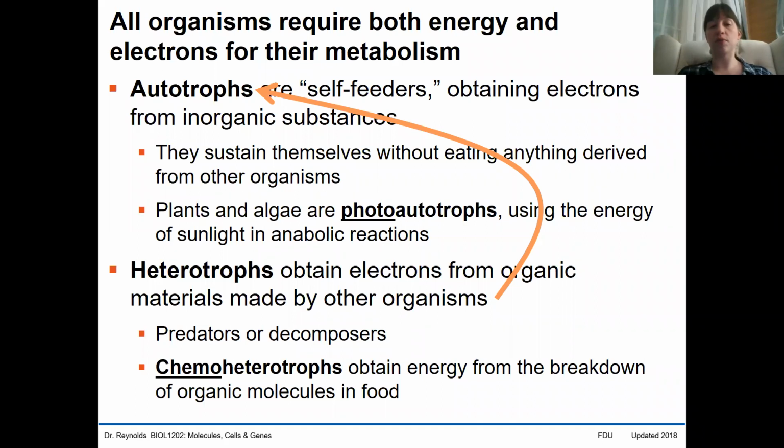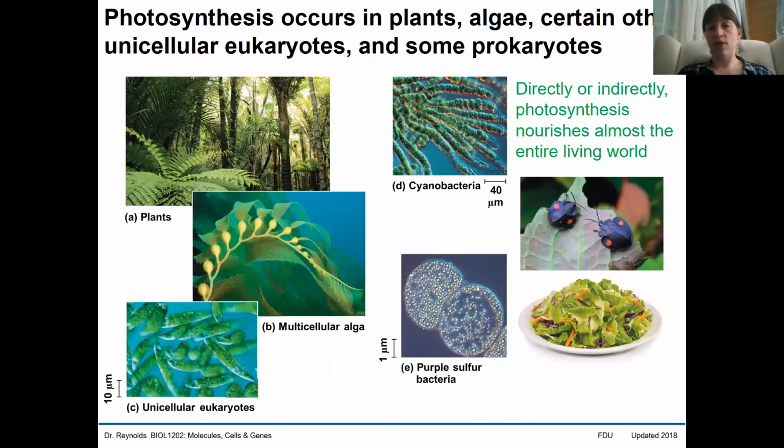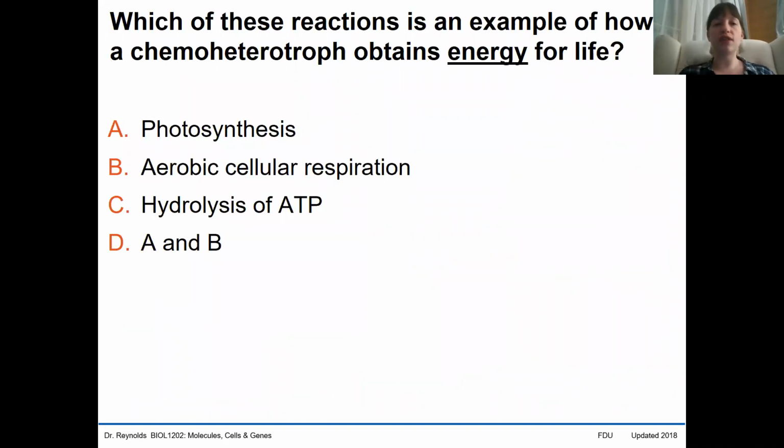Chemoheterotrophs obtain energy from the breakdown of organic molecules in the foods that they actually break down. For example, eating plants. In some way, directly or indirectly, photosynthesis actually nourishes the entire living world. Whether you're a bug eating the plant directly or a lizard which is eating the bug that ate the plant, ultimately it's these photoautotrophs that are actually going through and creating the organic compounds that all living things depend on. So tell me in Socrative, which of these reactions is an example of how a chemoheterotroph obtains energy for life?